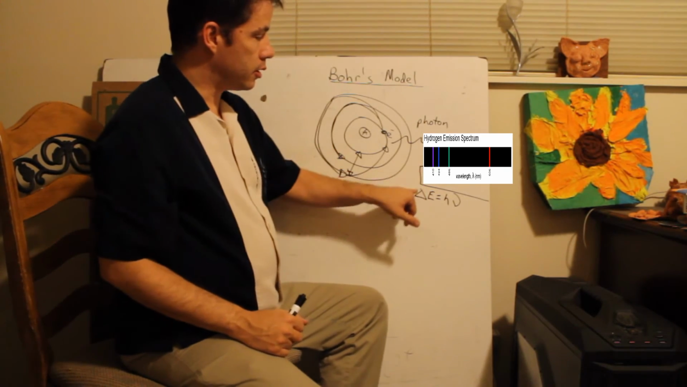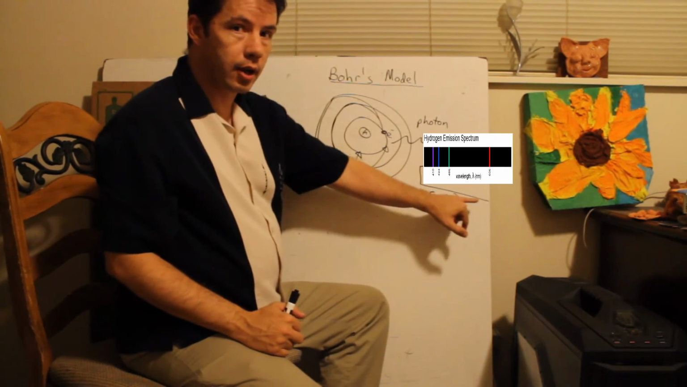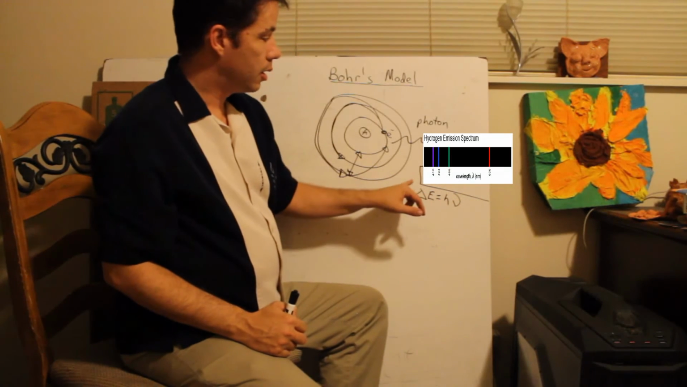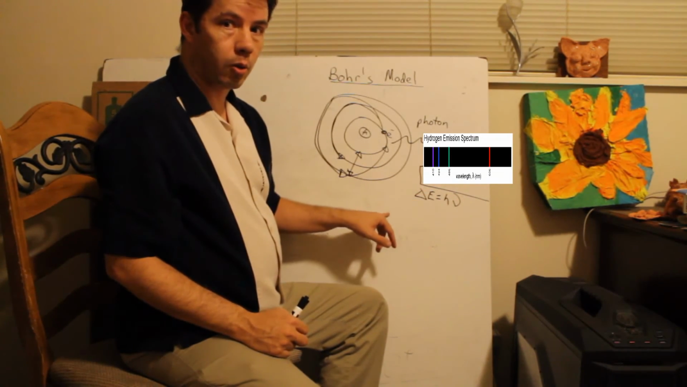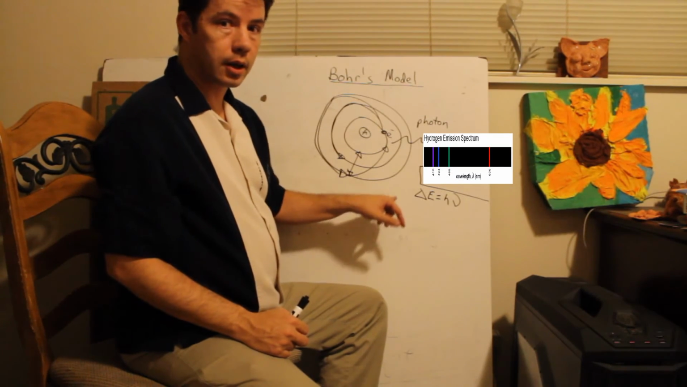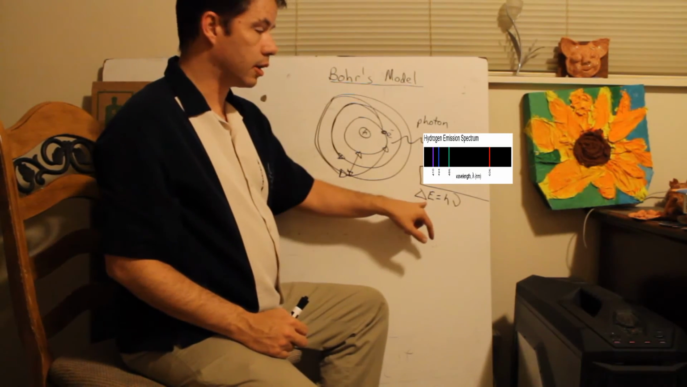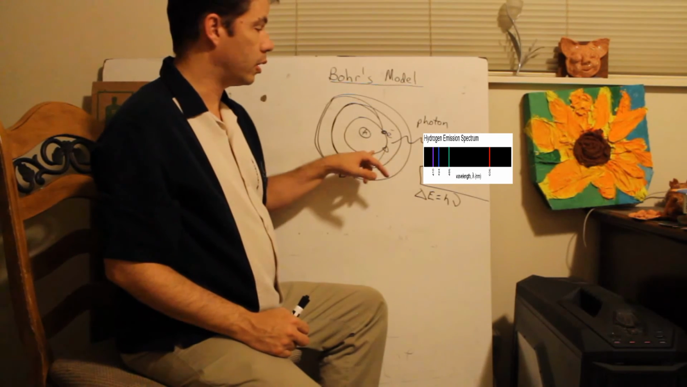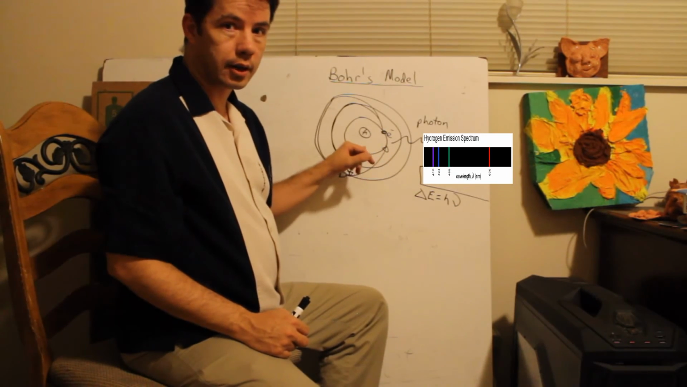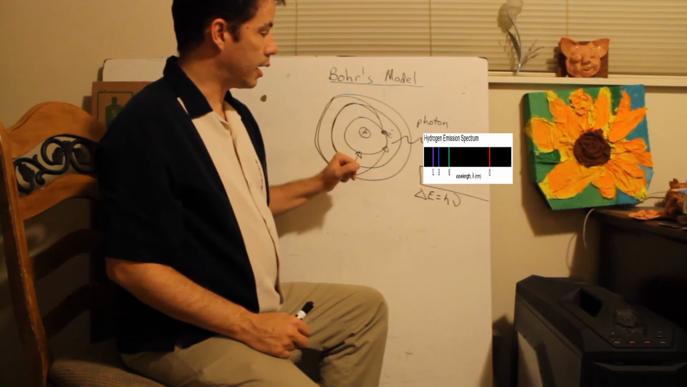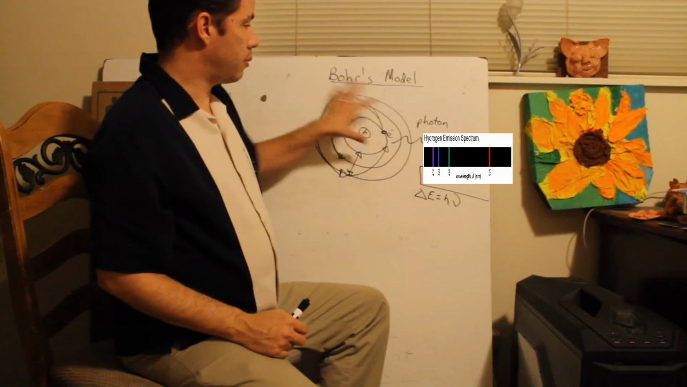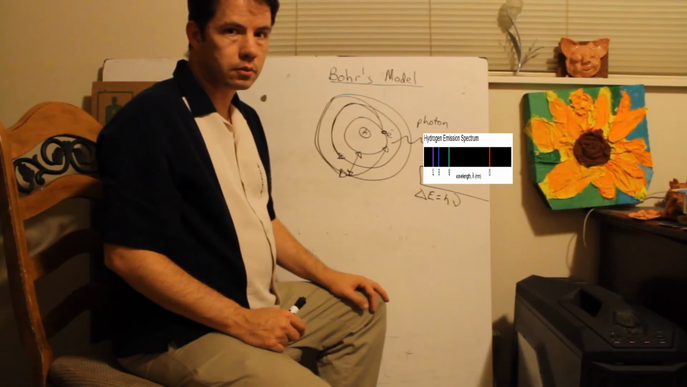So this is what we're going to do. We're going to take these specific lines of light in our experiment coming up, measure a wavelength, then calculate the frequency, and then calculate the energy and figure out what energy level those electrons came from. That's where we're headed. So this is the basics of the Bohr model.